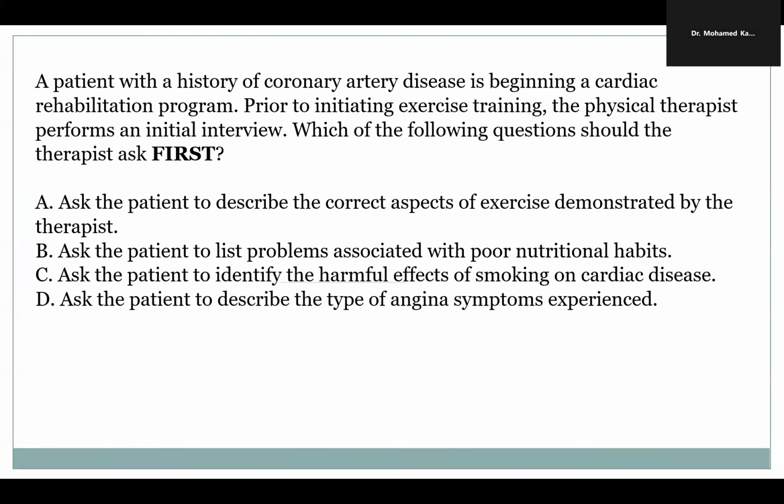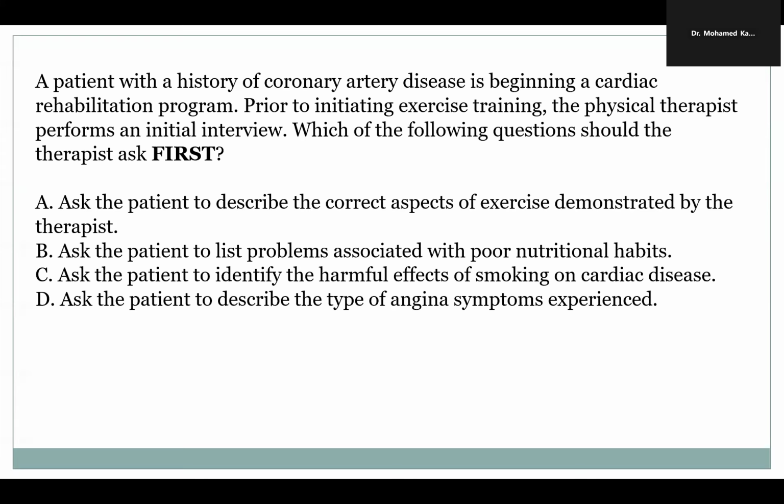A patient with a history of coronary artery disease is beginning a cardiac rehabilitation program. Prior to initiating exercise training, the physical therapist performs an initial interview. Before we start anything, either examination, intervention, or anything, we have to interview the patient, and we need to learn about techniques for interviewing the patient: how we can get information, how we can approach the patient, how we can get consent, how we can have a legal and ethical patient interview.